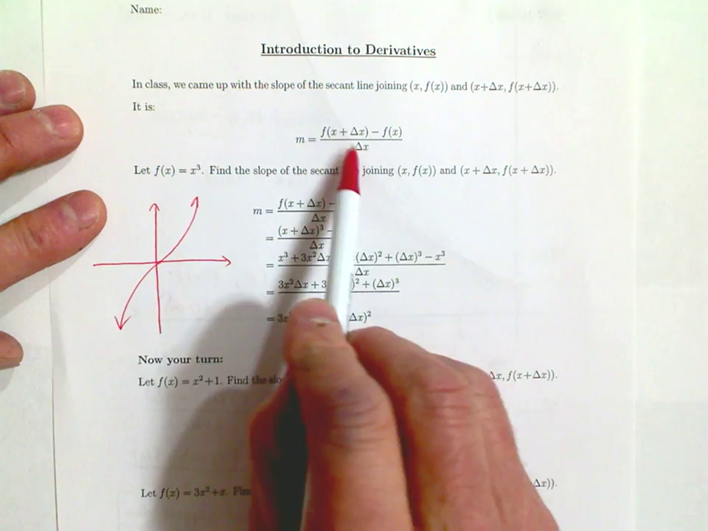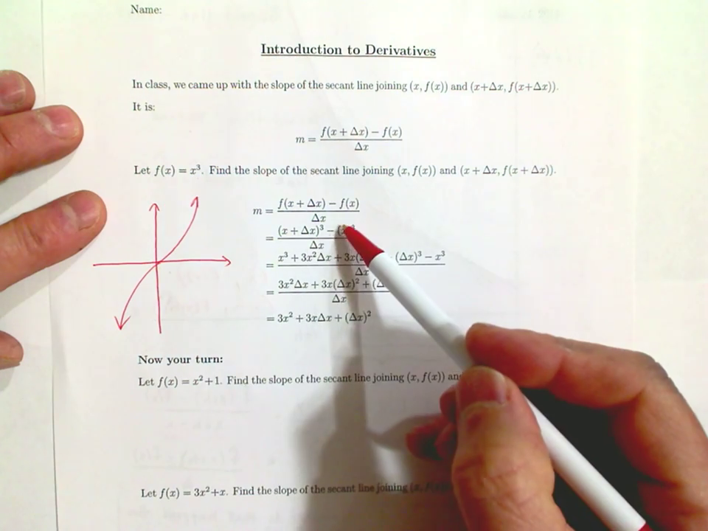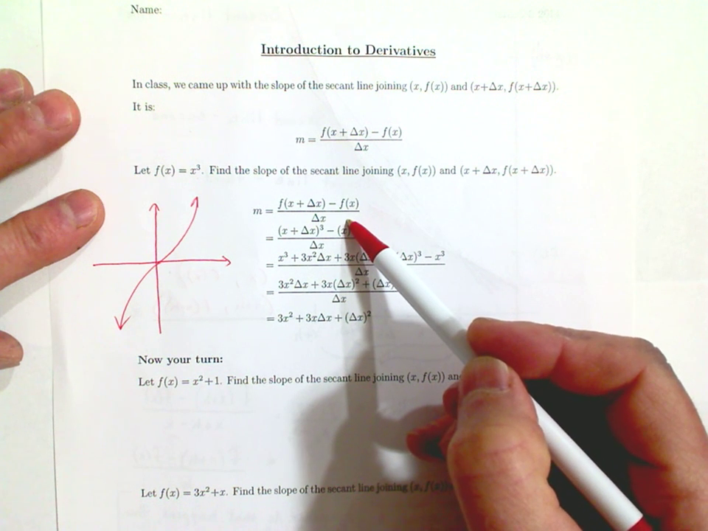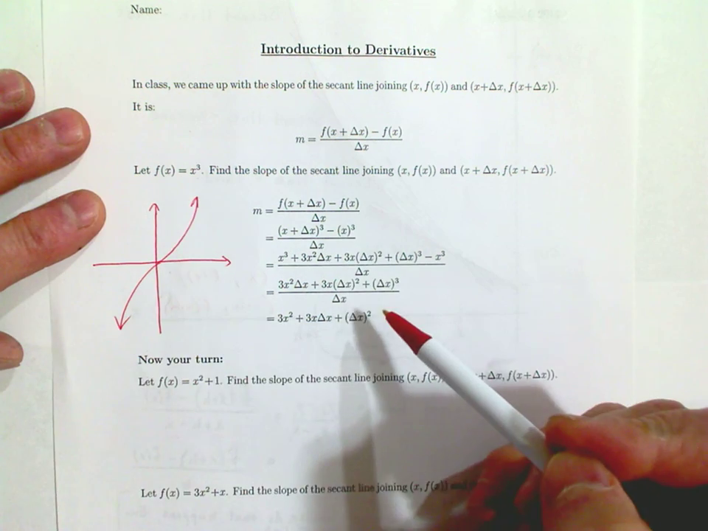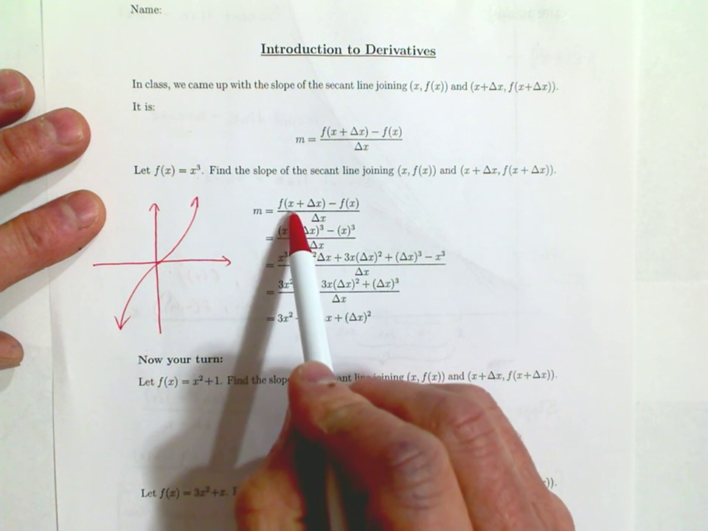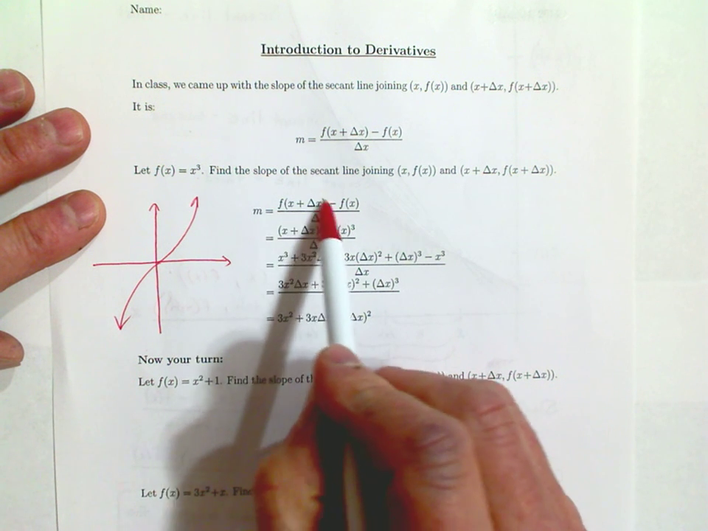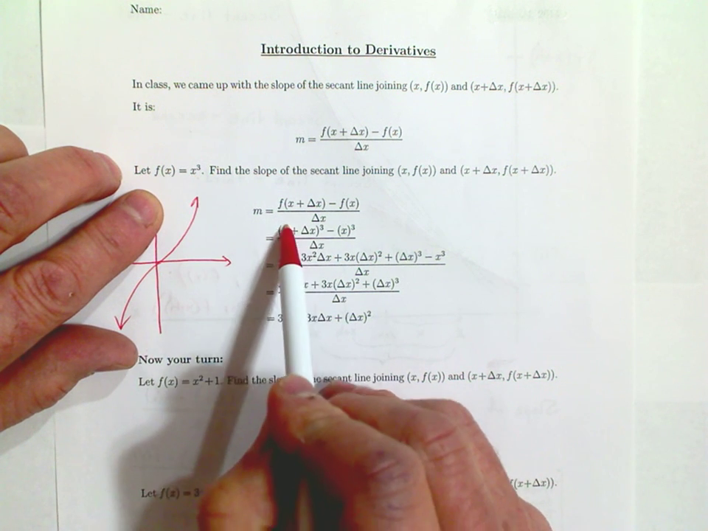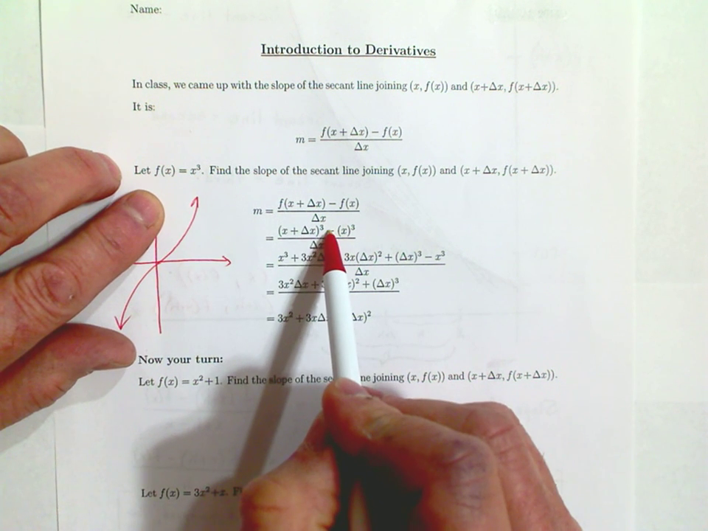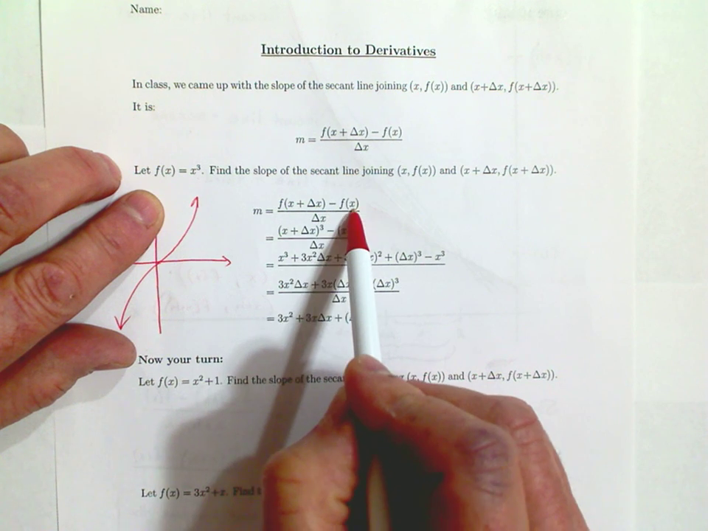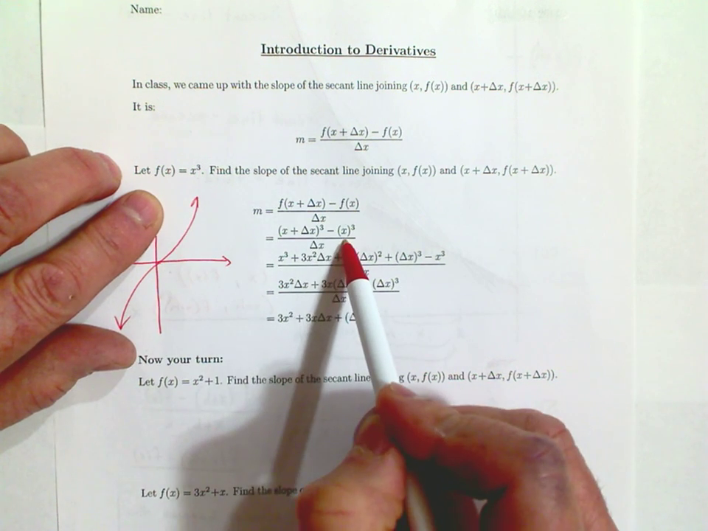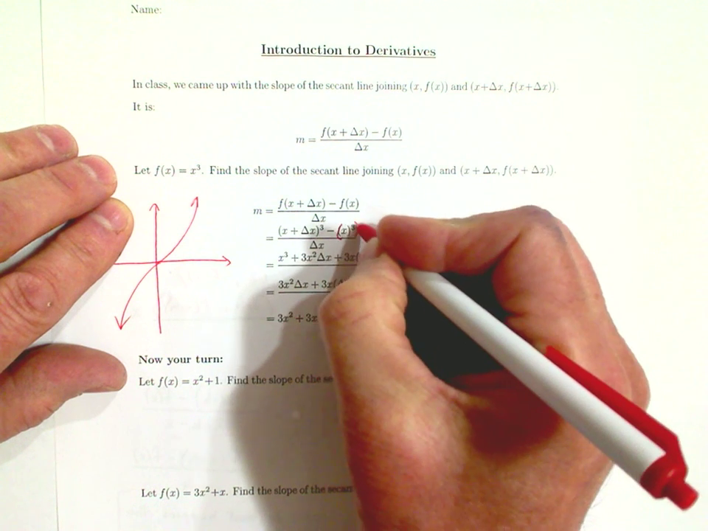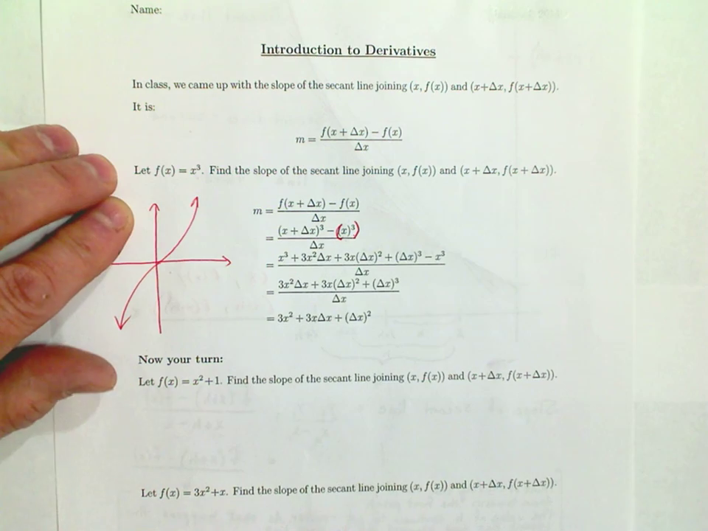So if we wanted to find the slope using this formula, okay, so here it is. Here's the formula. Okay, we know that f of x equals x cubed. So f of x plus delta x, I'm going to substitute x plus delta x in for x. So you can see there it is, x plus delta x cubed, okay, minus f of x. And f of x is x cubed. Those parentheses should really be around all of this, if we're going to put parentheses there at all.